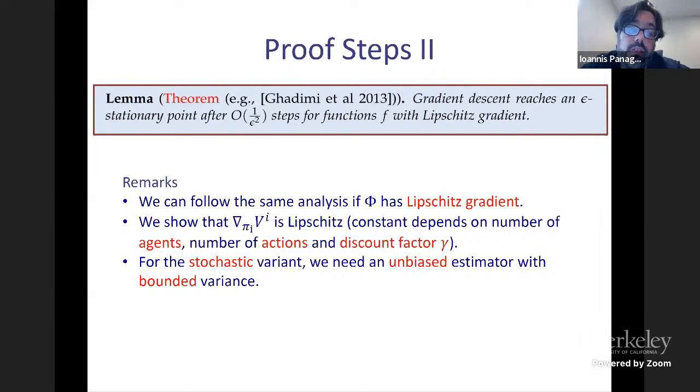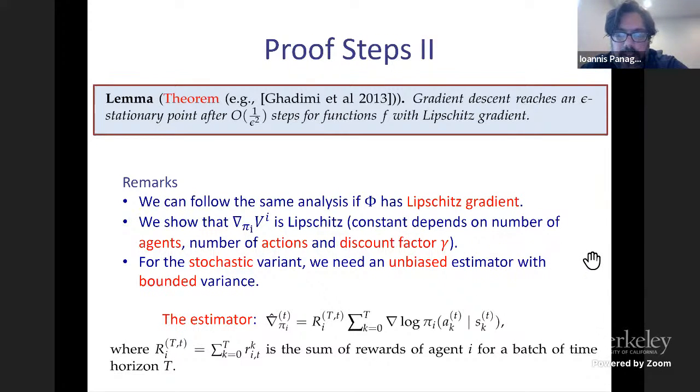So also I'm going to talk about the stochastic case. For the stochastic case, you need something that is called an unbiased estimator of the gradient, and also you need that the estimator has bounded variance. It turns out that the estimator that was provided by Daskalakis, Foster, and Golowich in their paper effectively is an unbiased estimator.